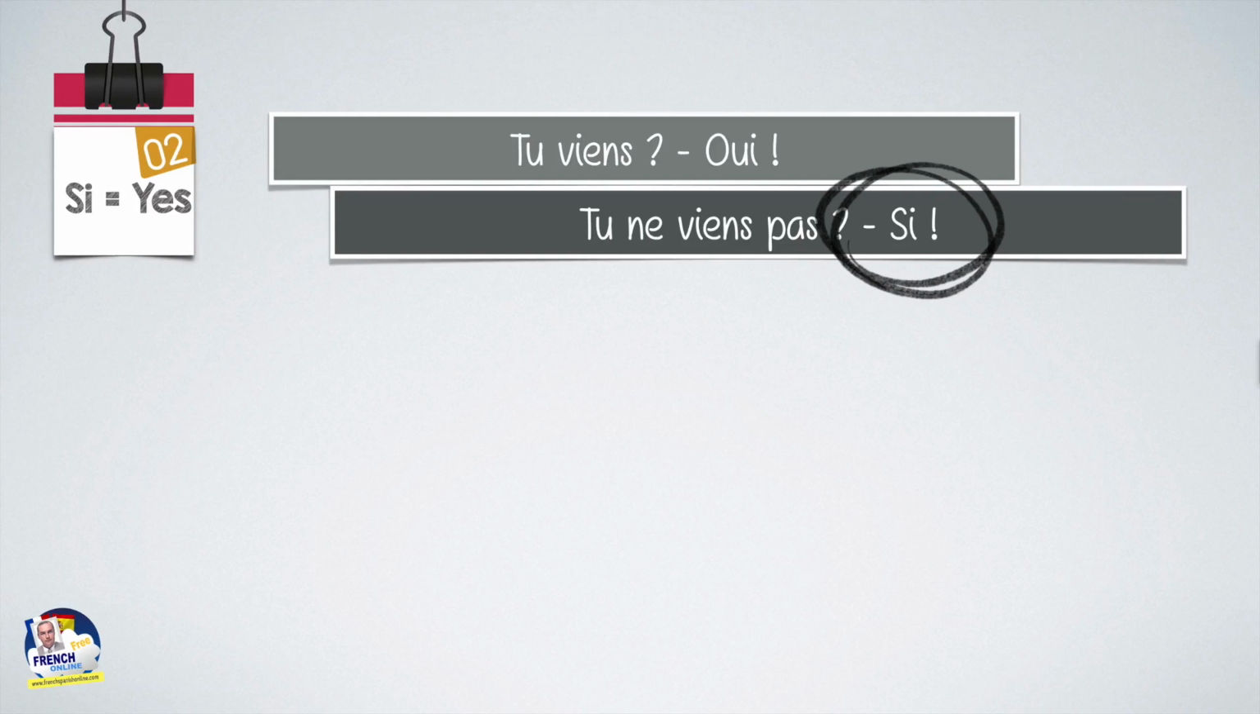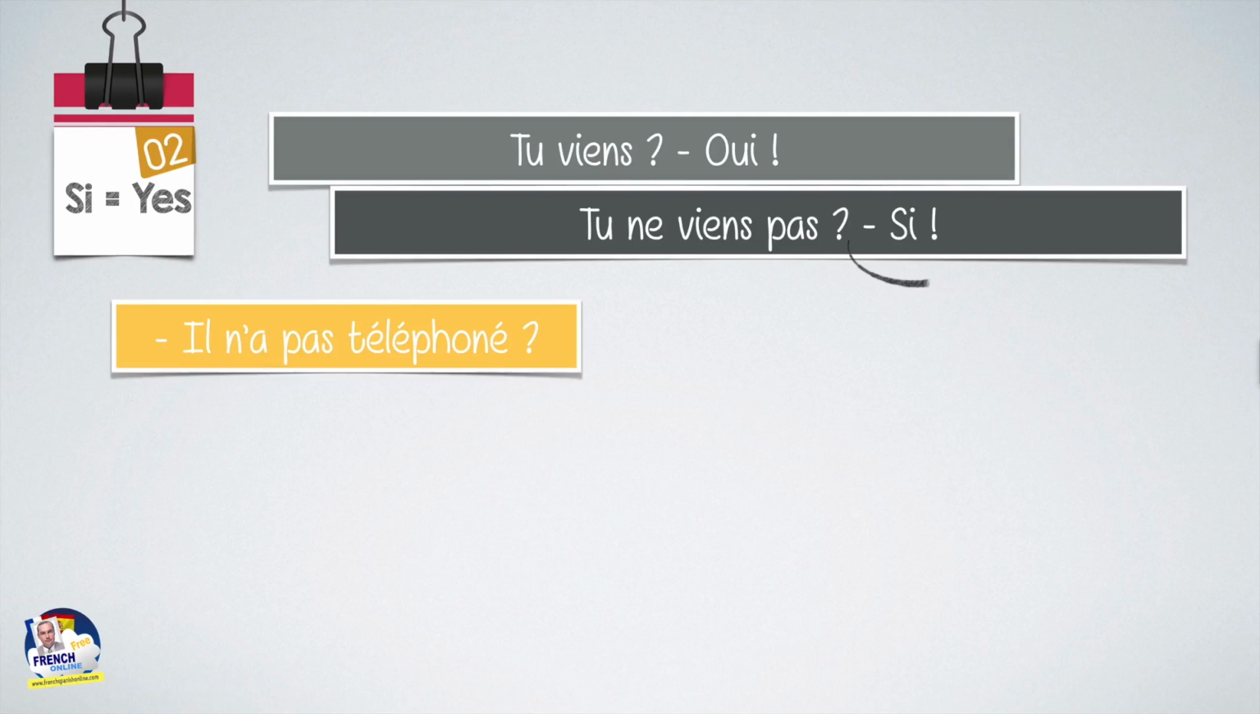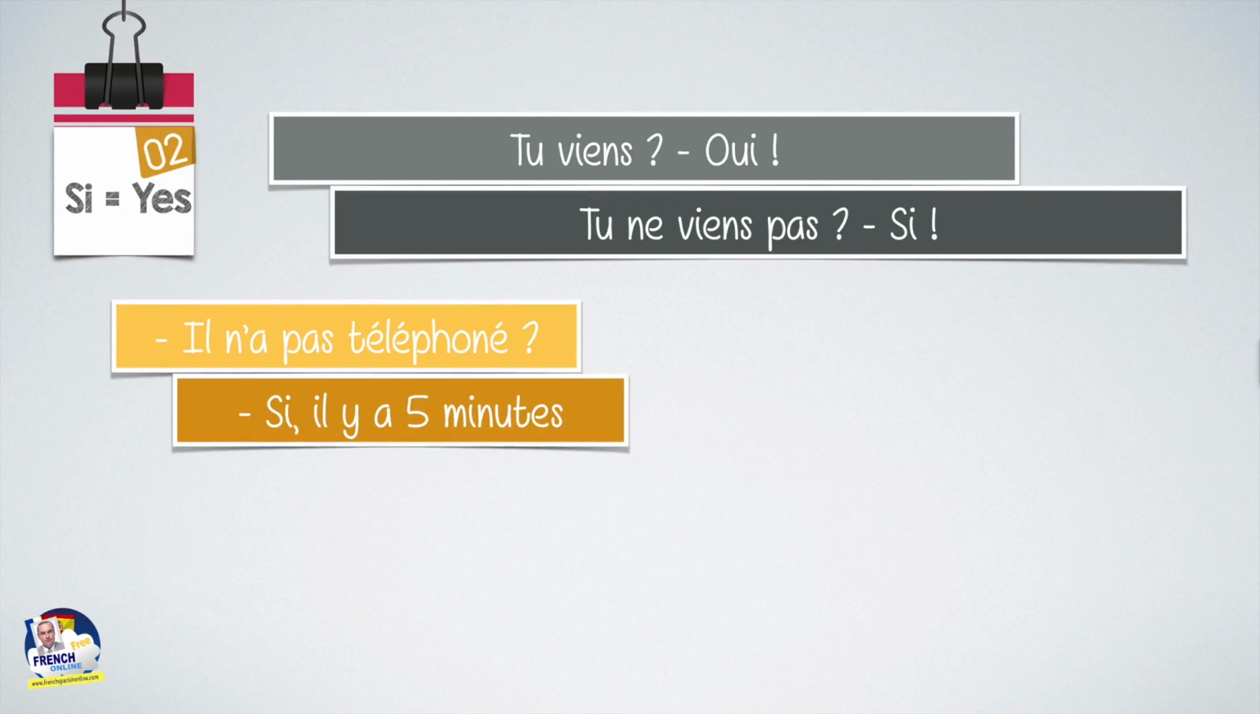So si, we use this word to answer affirmatively to a negative question. Let's see another example. Il n'a pas téléphoné. So here a negative question. He didn't phone. And you want to say that yes, actually, he phoned. We are going to say si. Il y a 5 minutes, 5 minutes ago. Si, il y a 5 minutes.